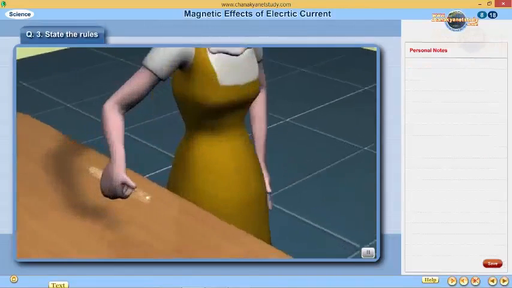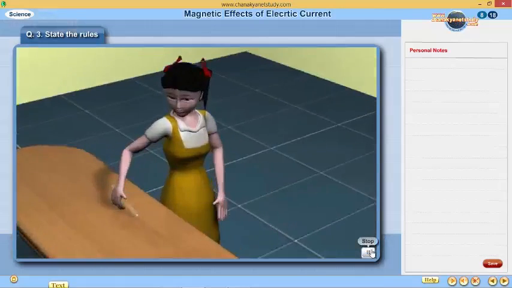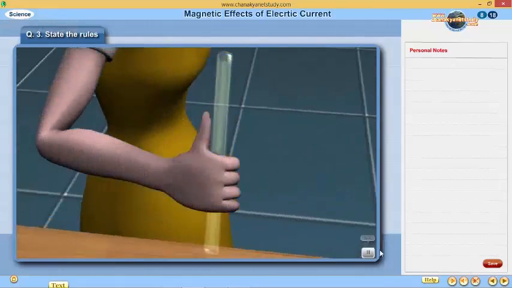Number 2. Explain the right hand thumb rule. Answer. Let us imagine that you hold a current carrying straight conductor in your right hand such that the thumb points towards the direction of the current. Then the curled fingers around the conductor will give the direction of the magnetic field produced by the current.